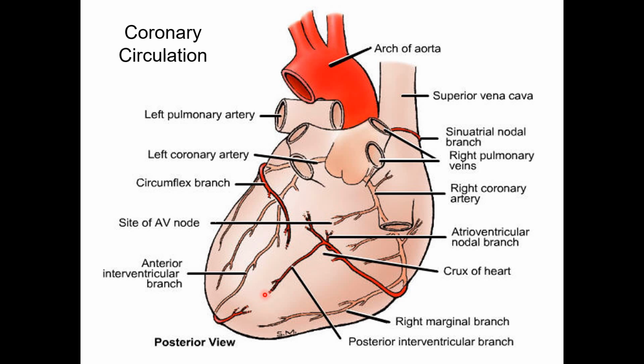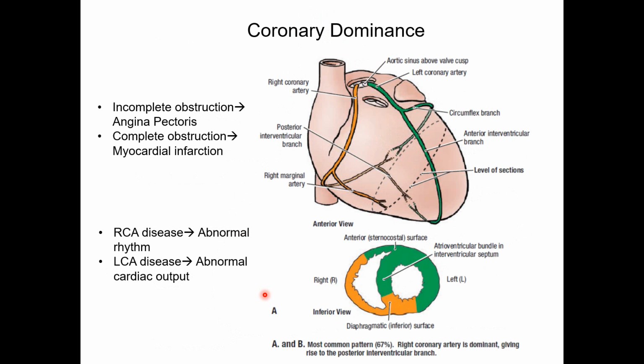So if there is rich anastomosis between the right and left coronary arteries, then why do we have arterial diseases of the heart? Arterial diseases of the heart we divide into two types. If we have incomplete obstruction, the artery is not totally blocked, this causes a condition we call angina pectoris. Complete obstruction will cause a myocardial infarction, a heart attack.